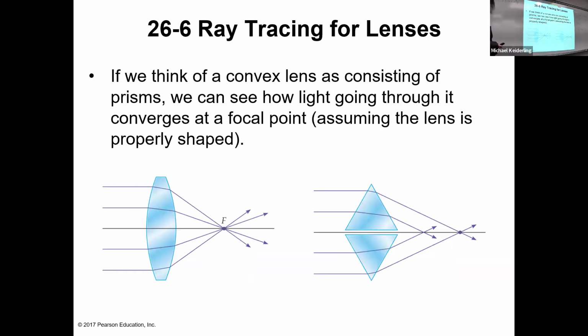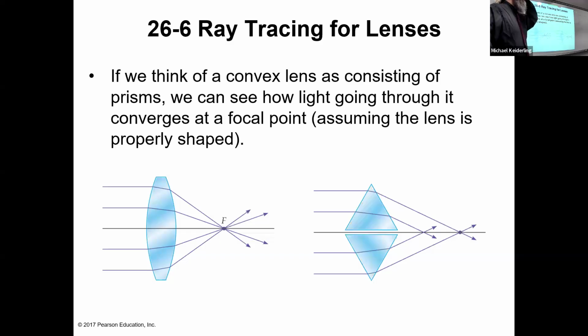You can think of a convex lens as consisting of a bunch of prisms. We can see how light going through it will converge at a focal point, assuming the lens is properly shaped. You can see how we use prisms to bend it towards the thick part. So if you just had a couple of prisms, the light would be bent towards the thick part, but it wouldn't be focused. But by varying the shape, the curvature of the lens, you can get the light to converge to a focal point.